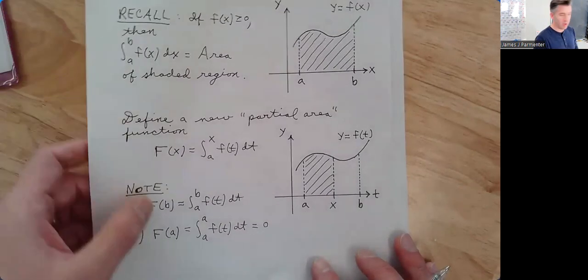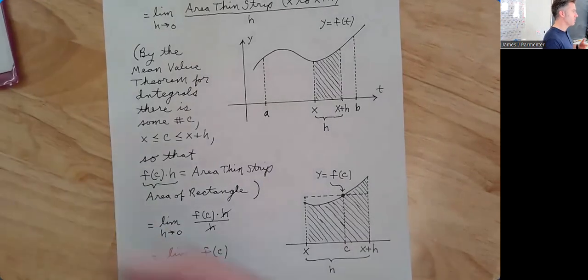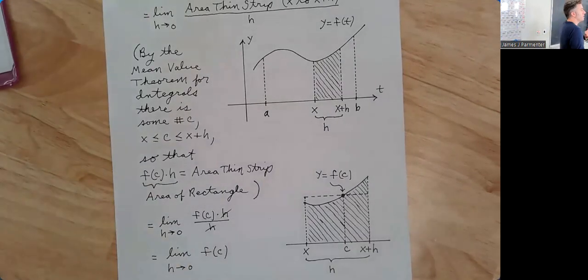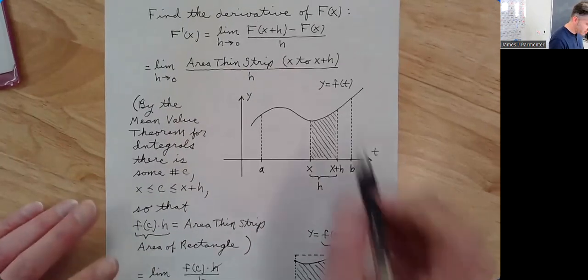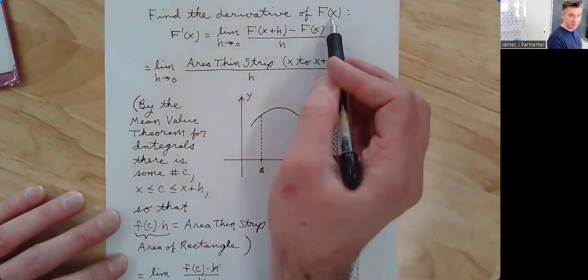I will tell you, people will interchange those words all the time because they're very closely related to each other, and we often use them interchangeably, even though they don't mean exactly the same thing. It's close enough for what we just did. So we're going to find the derivative of capital F of x using the limit definition.